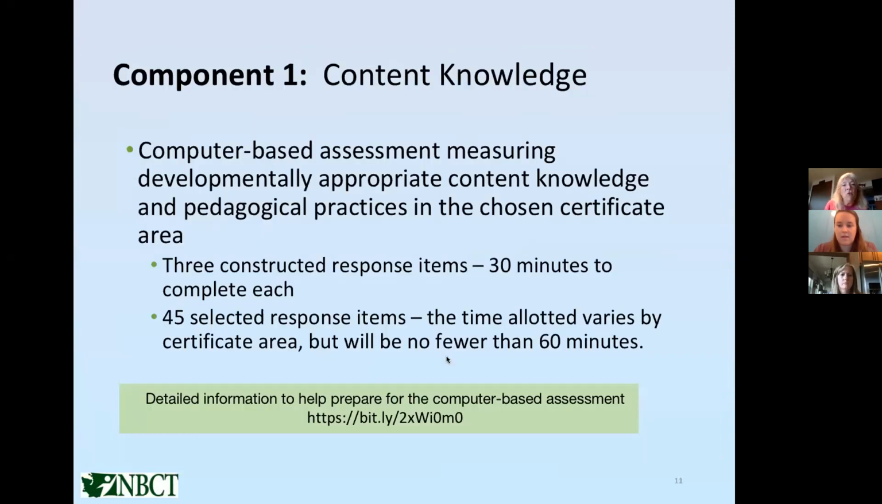So component 1 is content knowledge. A lot of times you will hear this referred to as assessment center. You will have 3 constructed response items that you have to write to, and you're allotted 30 minutes to do this, and 45 selected response items. So in my world, that's multiple choice, and there's 60 minutes. 15 of those, however, are test questions for the next session.